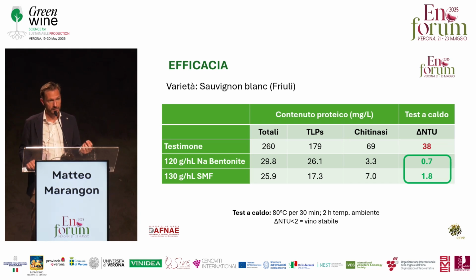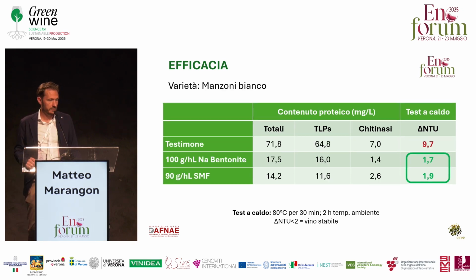Here you see the table with total protein, very high value, 260 in the sample, and chitinase also high, very unstable sample. Then the delta NTU for the heat test was 38, difficult to stabilize, so much so that we needed 120 grams per hectoliter of bentonite or 130 grams per hectoliter of SMF. And you see that the delta NTU went very much down under the threshold of 2, which indicates stability.